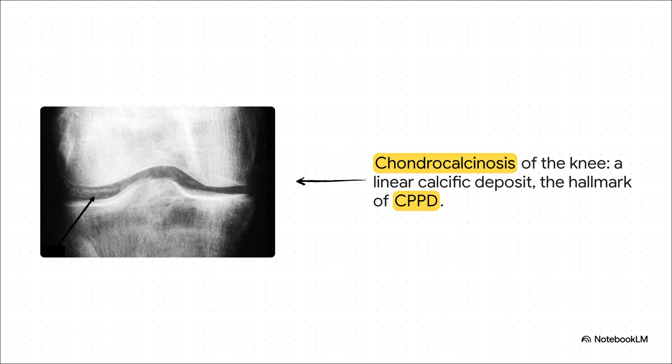You can literally see a fine, pencil-thin line of calcification running right through the cartilage itself, just like in this knee x-ray. You'll see this a lot, especially in older adults.